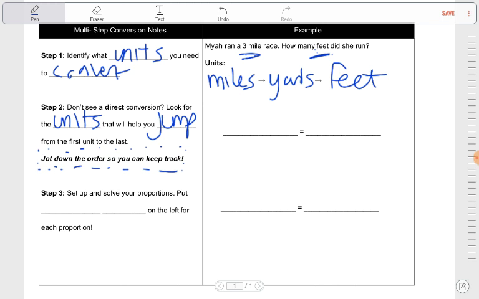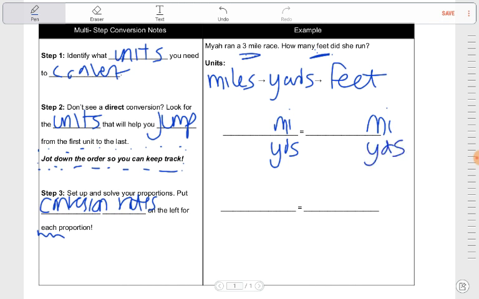And now, in our third step, we're going to set up and solve our proportions. We're going to put our conversion rates on the left side for each proportion. We're going from miles to yards, and then from yards to feet. So I'm going to set up 2 proportions. On my top, I'm going to go from miles to yards, and on our bottom, we're going from yards to feet. And that means on my right side, I'll have yards to feet.